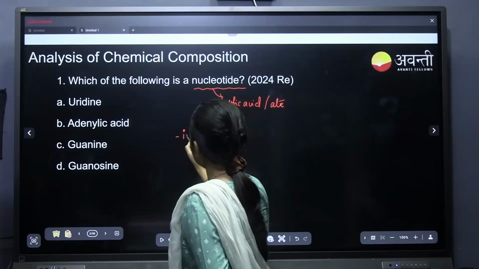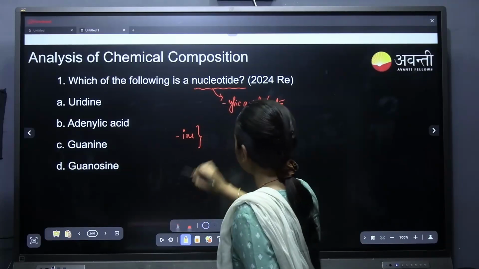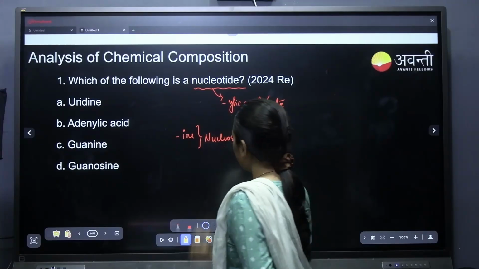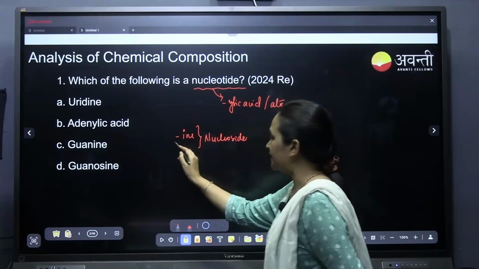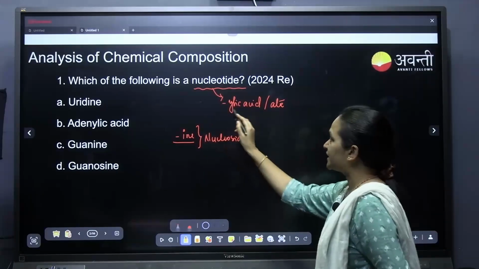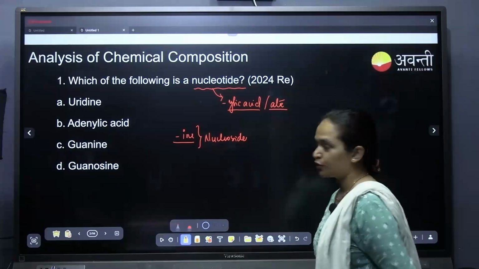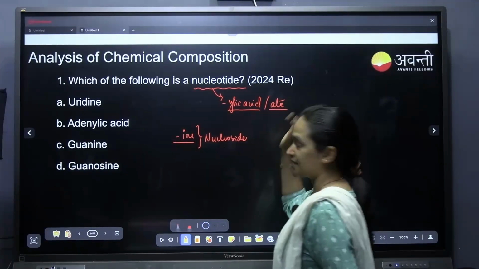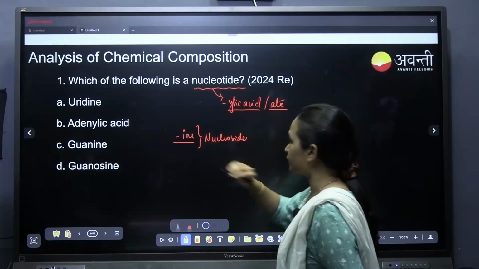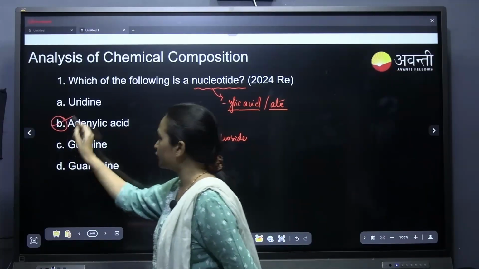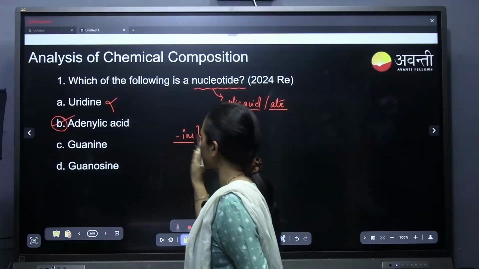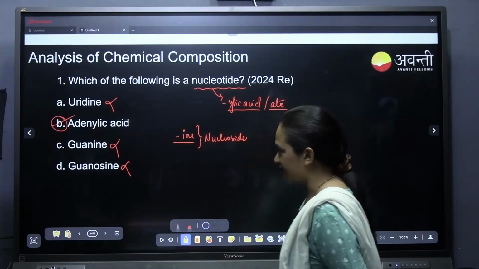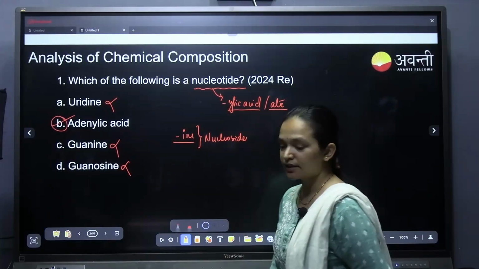When it ends with INE, it is a nucleoside. Nucleoside always ends with INE, and nucleotide ends with ylic acid or ate. For example, adenylic acid, guanylic acid or guanylate, adenylate, that will be nucleotide. So here the option is B for Bombay, because uridine is a nucleoside, guanosine is a nucleoside. So the answer is B.